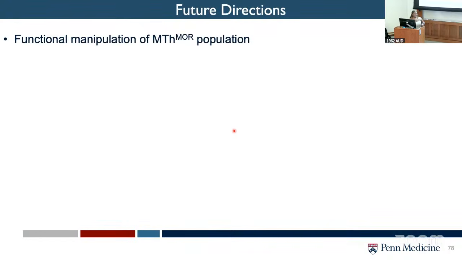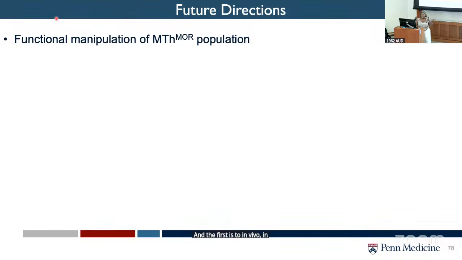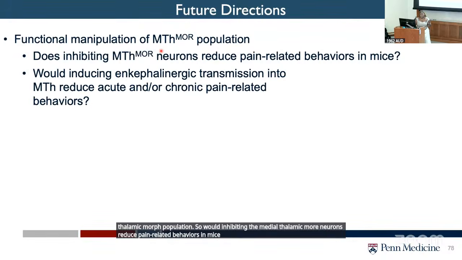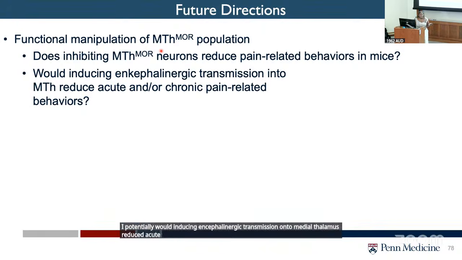So many things can be done to move this work forward, right? I've established this pain and opioid atlas, as well as the inputs and outputs from these medial thalamic Moore neurons, but there's work to be done to really determine whether this is a good target for pain relief. The first is to, in vivo, in living mice, manipulate functionally the medial thalamic Moore population. So would inhibiting the medial thalamic Moore neurons reduce pain-related behaviors in mice? Potentially, would inducing encephalinergic transmission onto medial thalamus reduce acute and or chronic pain-related behaviors?